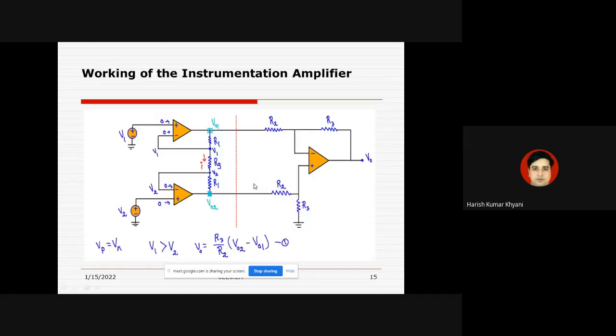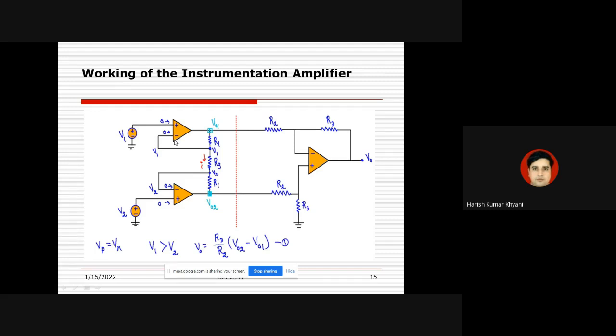Okay, so now come to the working part of this instrumentation amplifier. I think you all know the common concept. When an op-amp is having a negative feedback at its inverting terminal, then we can say that the voltage at this point and at this point will be same. Okay, similarly in case of op-amp 2, the voltage at this point and at this point will be same. So when these voltages are same, then no current will be flowing in this path. Similarly, no current will be flowing in this path.